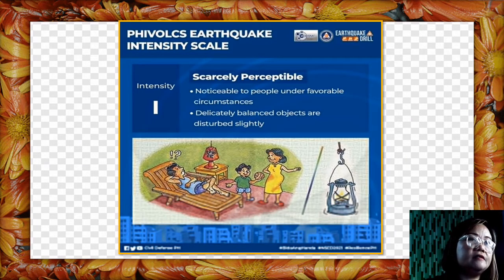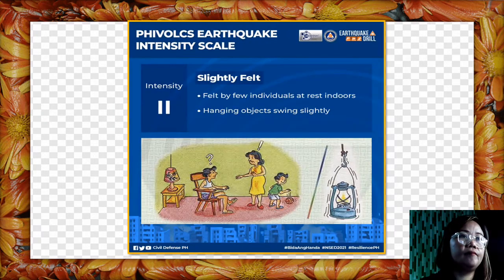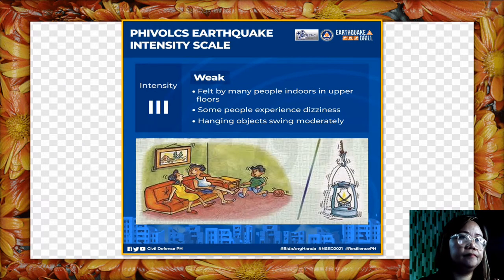PHIVOLCS Earthquake Intensity Scale. Intensity 1 is scarcely perceptible. Noticeable to people under favorable circumstances, and delicately balanced objects are disturbed slightly. Intensity number 2 is slightly felt. Felt by few individuals at rest indoors. Hanging objects swing slightly. Intensity 3, weak. Felt by many people indoors in upper floors. Some people experience dizziness and hanging objects swing moderately.